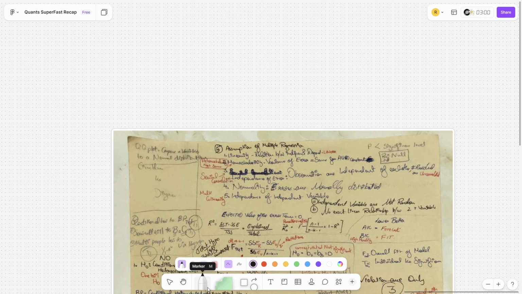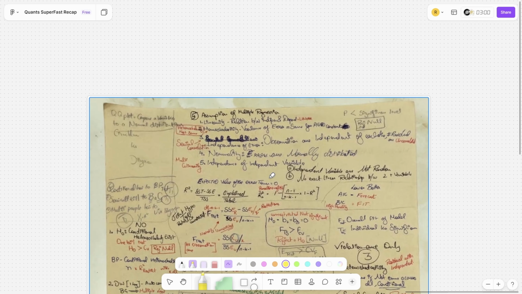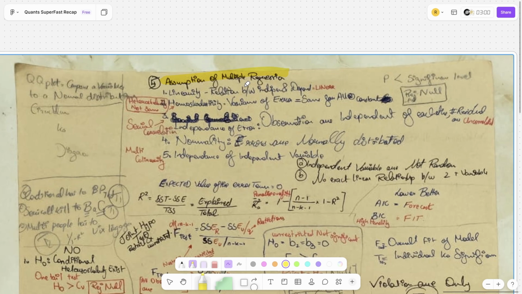So the quants reading has basically 3 chapters. First chapter being multiple regression, second chapter being machine learning, and third one being big data projects. Let me start. So you have to know the 5 assumptions of multiple regression.